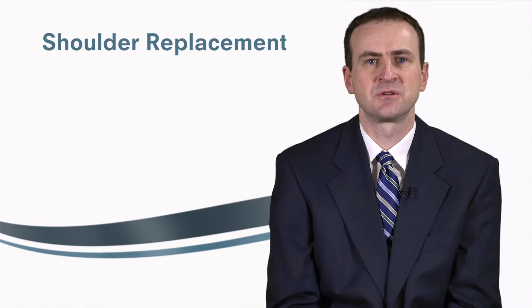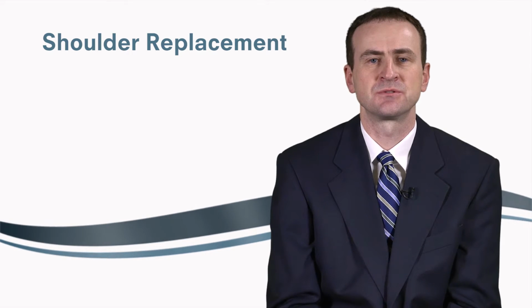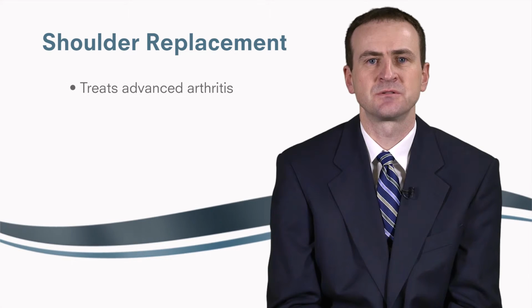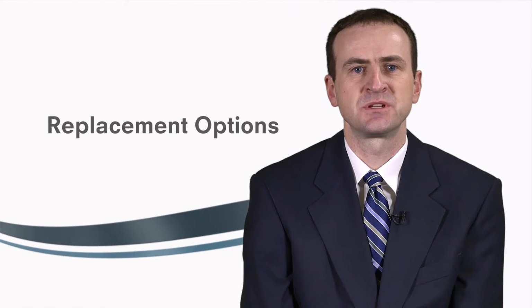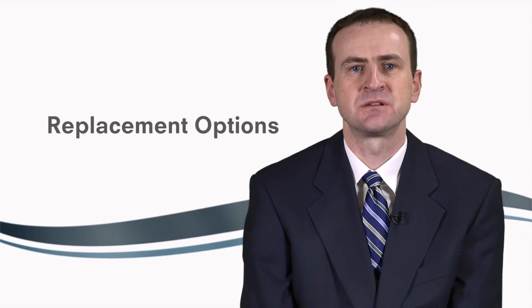The first surgical treatment option for shoulder arthritis is shoulder joint replacement. Shoulder joint replacement is used to treat advanced arthritis of your joint. During this surgery, the damaged parts of the shoulder are removed and replaced with artificial components called prosthesis. There are 3 different replacement options, including hemiarthroplasty, total shoulder arthroplasty, and reverse total shoulder arthroplasty, all of which I perform.